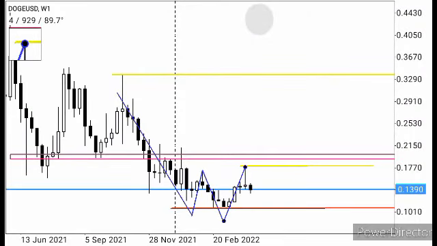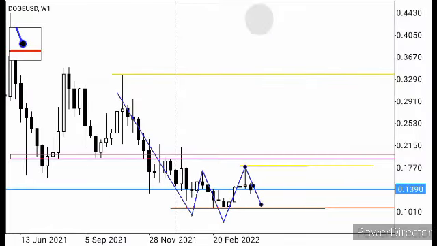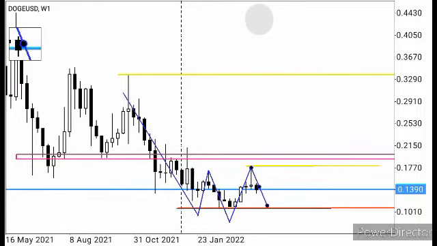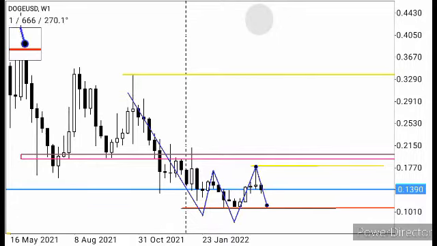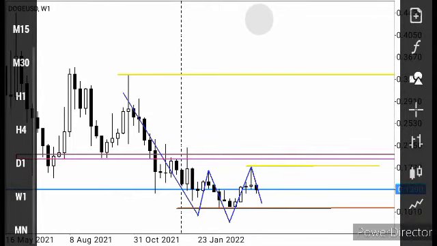Then we have price retracing, and then we have what seems to be the right hand shoulder forming, but it's not yet complete. Ideally, I'd like to see it at least come to this level over here before we can see something like this.